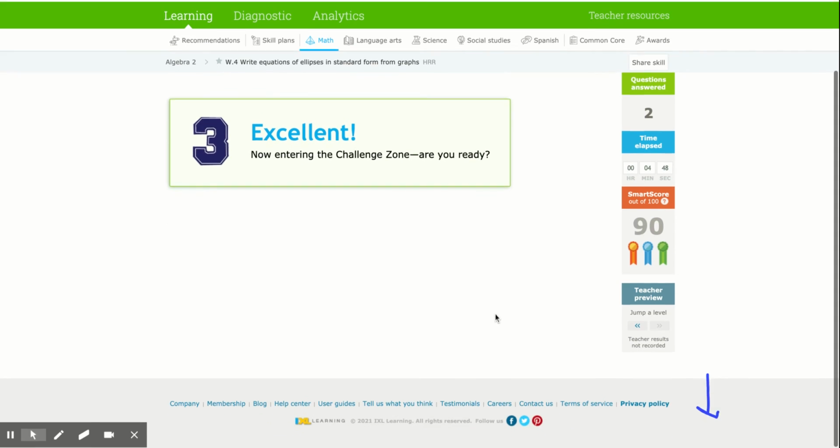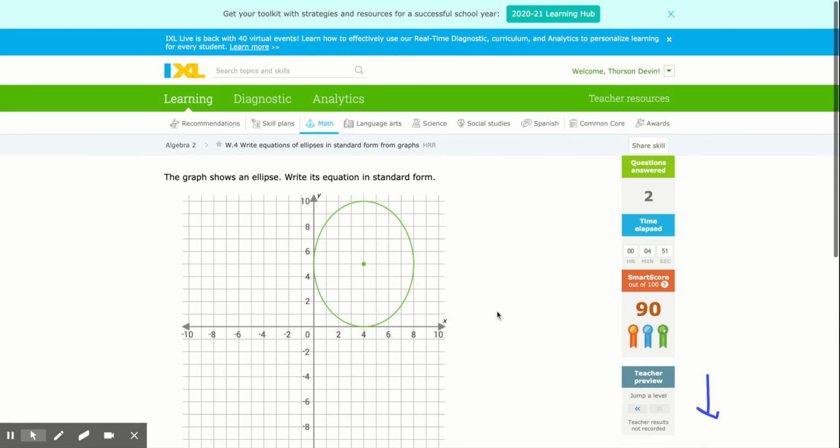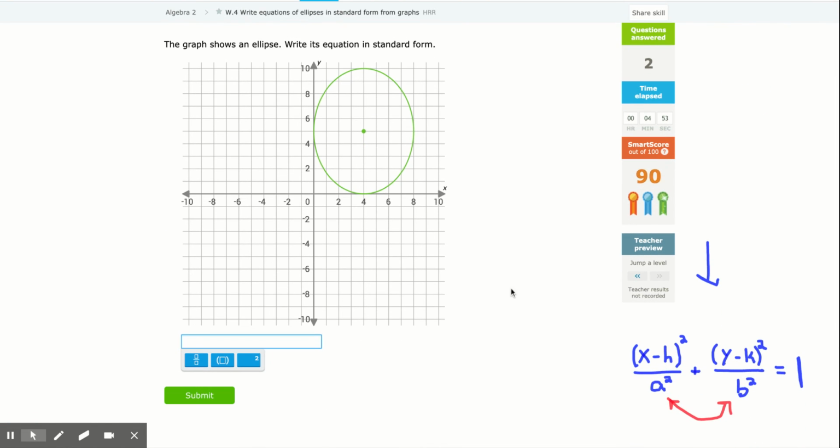Again, I'm going to jump ahead, see if I can find one that's not even centered on an axis. Yeah, like this one right here. So again, first thing I always do is find the center. Center of my ellipse is 4, 5. My a value and b value. What I usually do is, if it's hard to tell, I'll count, that's 2, that's 5 units. And this way here is only 4 units. So obviously the a is vertical, so it's underneath the y term. The b is horizontal, and so it's underneath the x term.